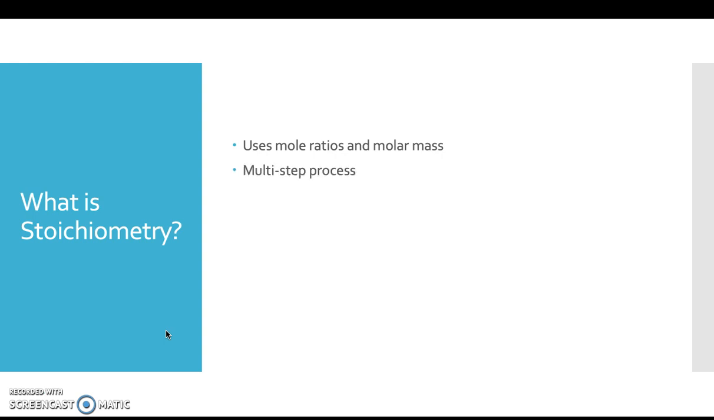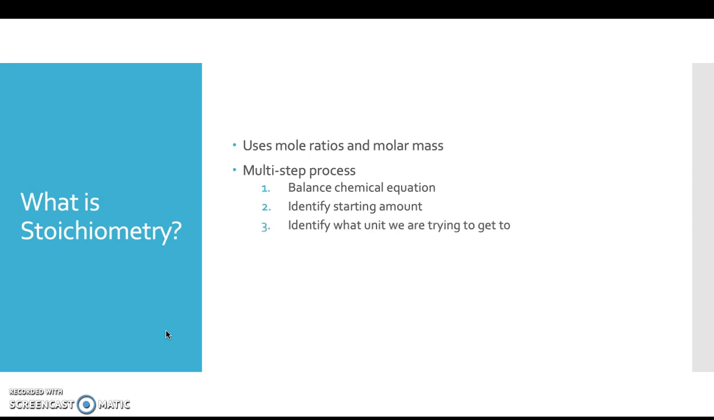It's a multi-step process, starting with balancing the chemical equation. Now, this should not be new. We'll continue practicing it. Then we need to identify our starting amount. That's usually given to you in the problem. We need to identify what unit we're trying to get to, again, given to you in the problem. Then we set up our dimensional analysis and solve the equation. Okay, so really nothing new.